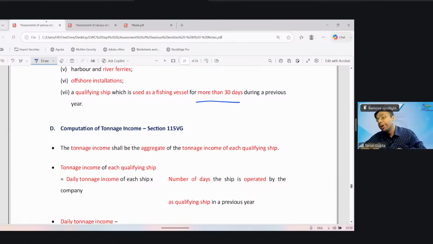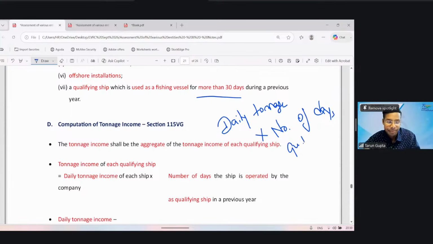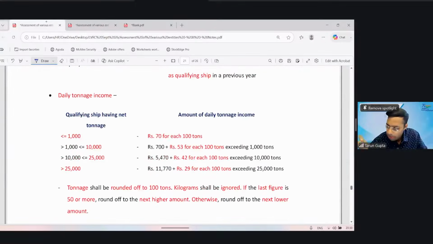Tonnage. How do you compute tonnage income? So we have to compute daily tonnage income. And such daily tonnage income is multiplied by the number of days the qualifying ship operated. See, this is a big chapter, but not much relevant from the exam point of view, but we will cover everything. So what is the daily tonnage income? It is a slab. It depends upon the net tonnage of the qualifying ship.